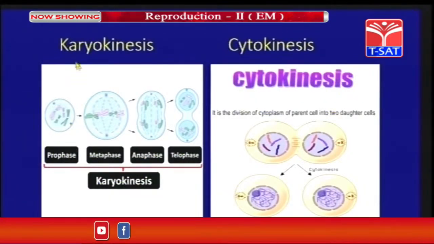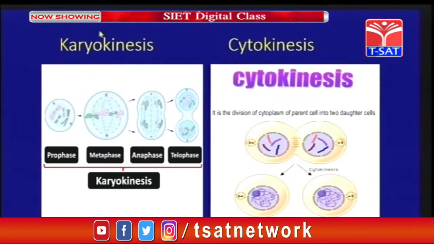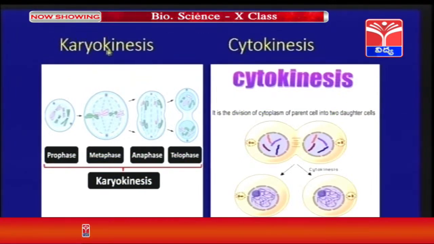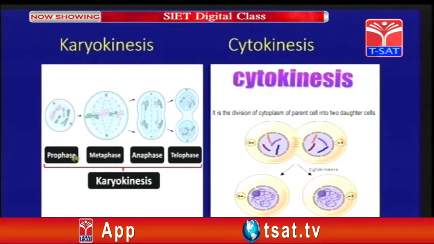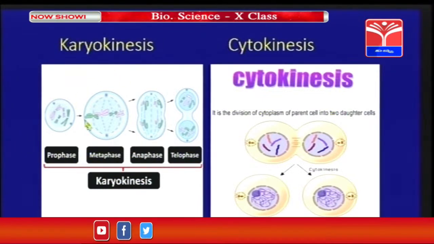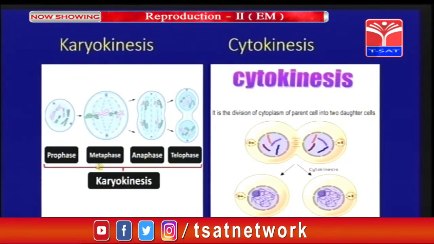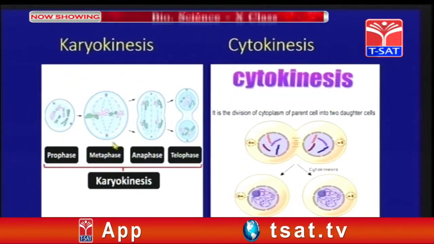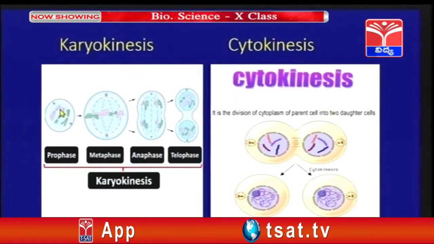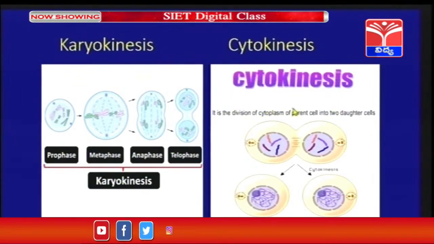Now let us know what is karyokinesis and cytokinesis. Children, first let us know what is the meaning of karyokinesis. Karyo means nucleus. Kinesis means breaking. So, karyokinesis means breaking of the nucleus. And this karyokinesis is shown by prophase, metaphase, anaphase and telophase. We will study all these stages as mitosis in the further class. Karyokinesis means division of the nucleus. Cytokinesis is the division of the cytoplasm.